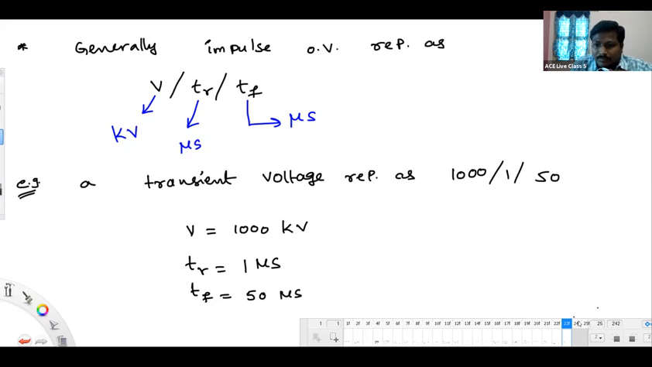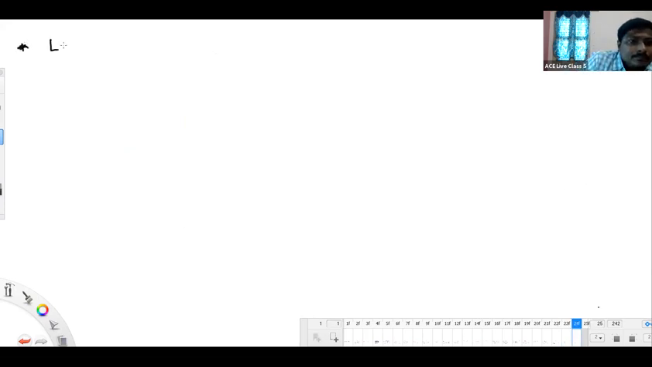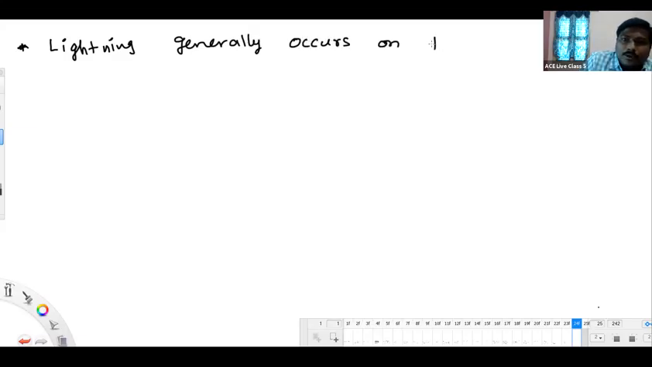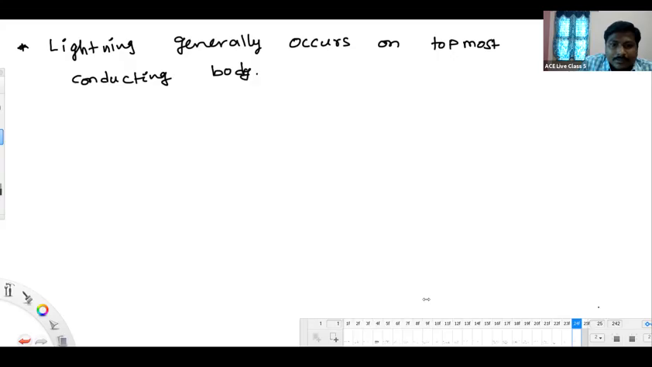Okay, let me write that point. Lightning generally occurs on the topmost conducting body on the ground surface.